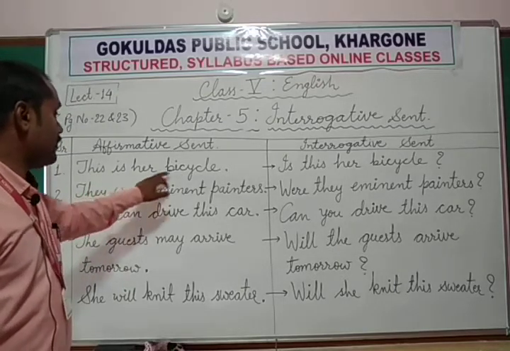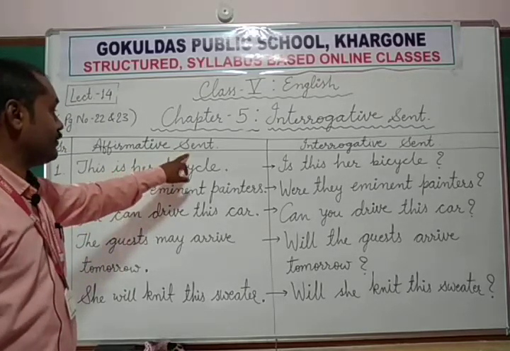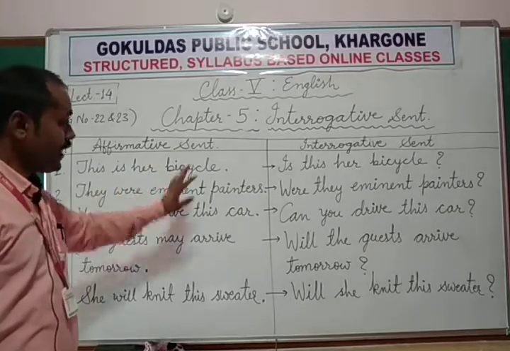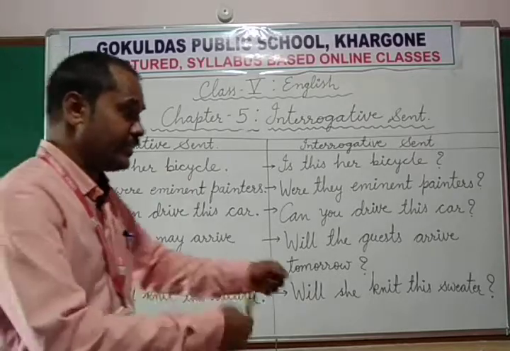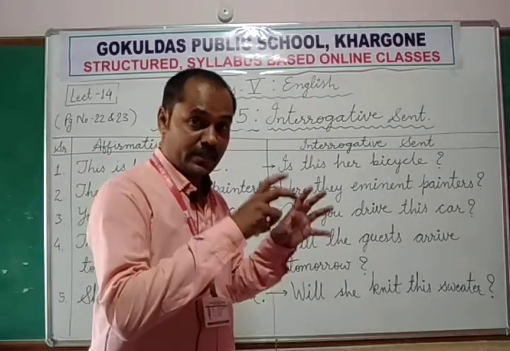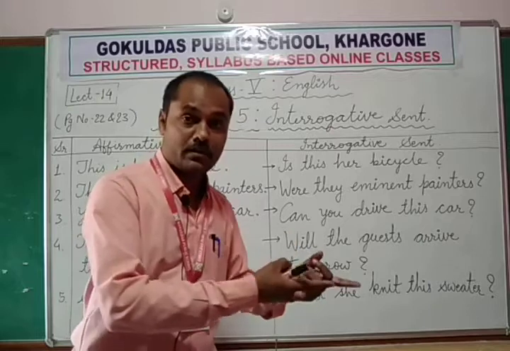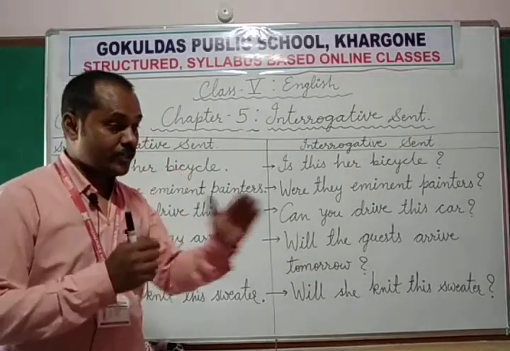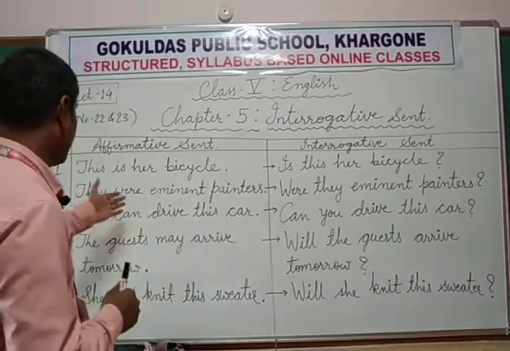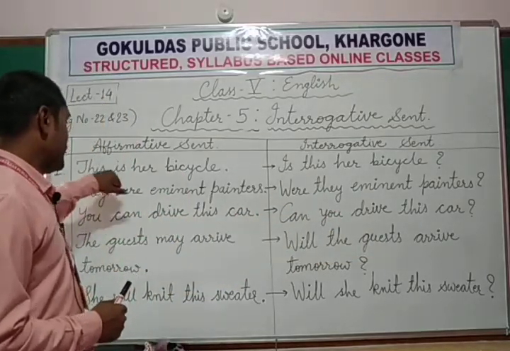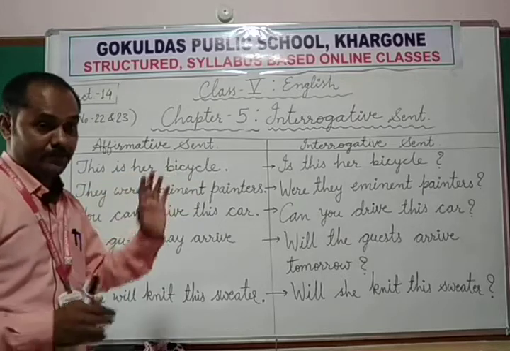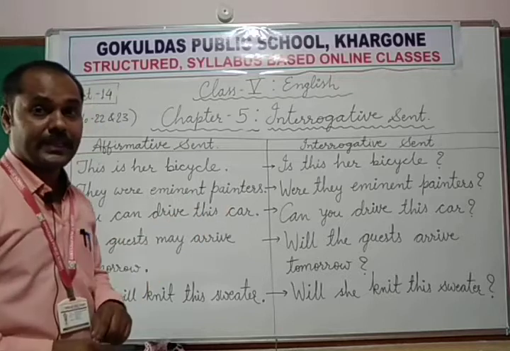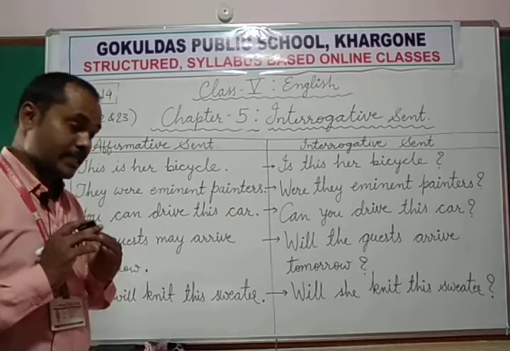This is her bicycle. This is an affirmative sentence, a positive sentence. Okay, this is her bicycle. She rides this bicycle. This bicycle belongs to her, means it shows possession. Possession means that she has this bicycle, so that is in her possession. This is her bicycle. But if I want to ask a question, at that time, how to make a question?